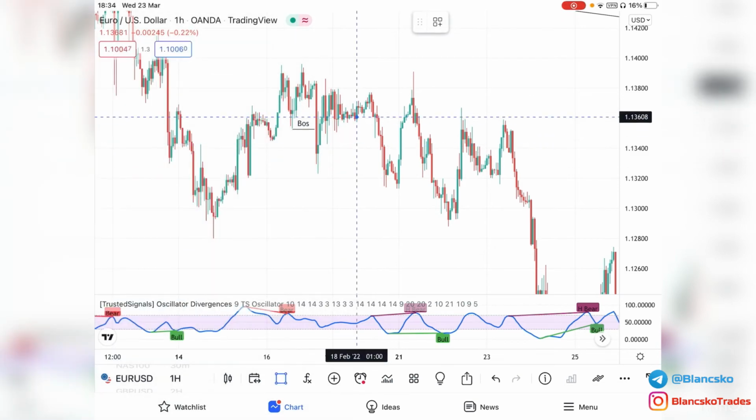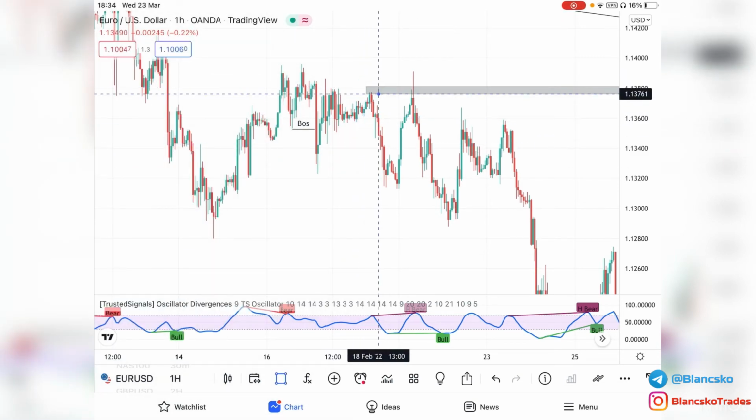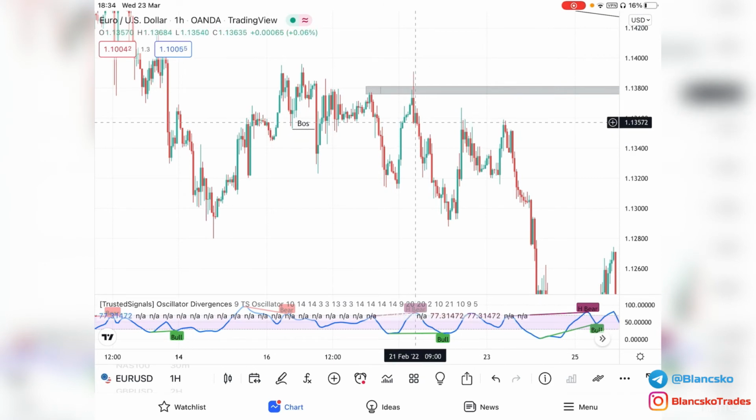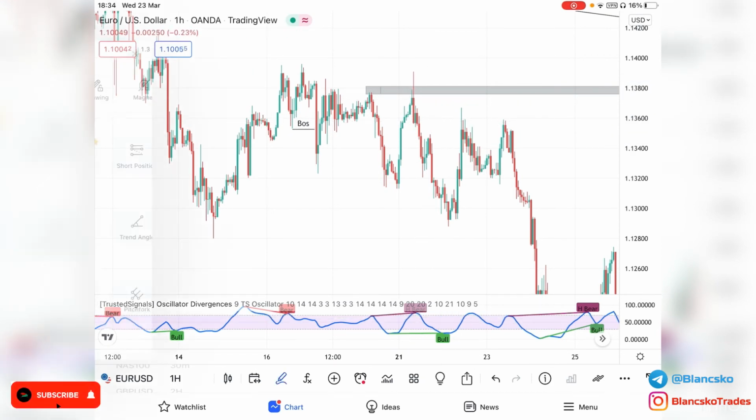A wick for me doesn't mean that it got broken. It just tested and it rejected. You could have entered right here based off market structure. You could have entered the sell here, stop loss above.